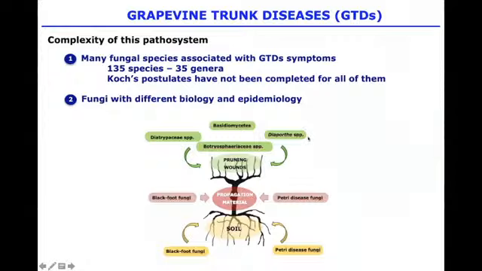The second reason explaining the complexity of this pathosystem is that fungi associated with GTD have different biology and epidemiology. Some are commonly found in soil and infect the plant through the roots and the base of the rootstock. Others can be propagated through the use of infected cuttings, and most of them are primarily spread through the dispersion of airborne spores and penetrate into the plant through the pruning wounds.